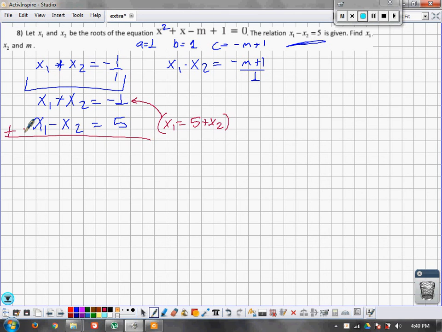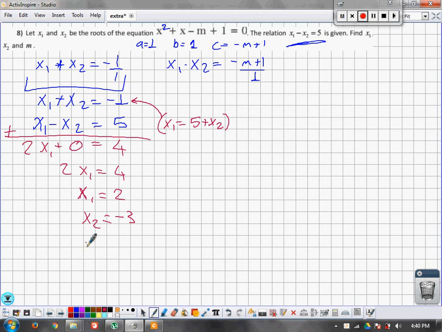When you add them side by side, here we will have 2 of x1, and here plus x2 minus x2, 0. Let's write plus before it. And minus 1 plus 5, 4. So 2x1 is 4, 1x1 is 2. So if x1 is 2, x2 must be, let's find that, x1 plus x2 must be minus 1. To make the result minus 1, this one should be minus 3. Minus 3 plus 2, minus 1.